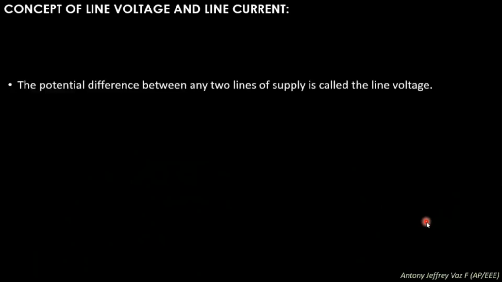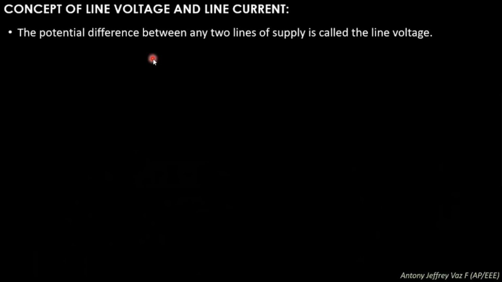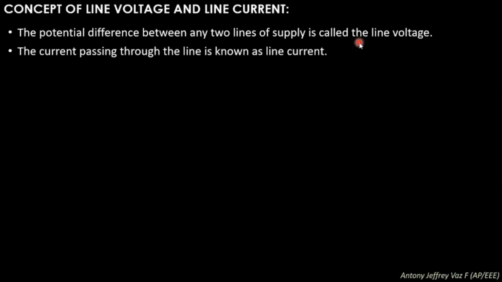Concept of line voltage and line current. The potential difference between any two lines of supply is called the line voltage. You know voltage is nothing but the potential difference. Here the line voltage is the potential difference between two lines.